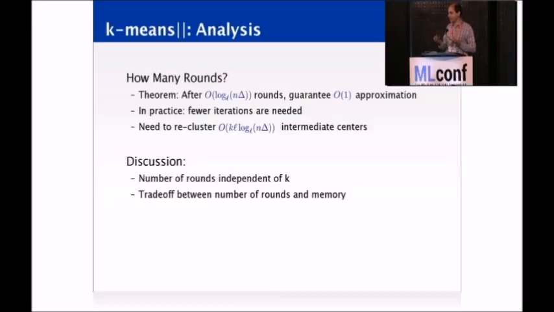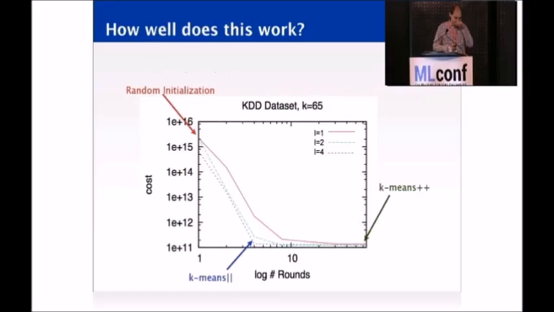With k-means, how many rounds do you need? Like 20, even though there's some math that says you need a lot more, but really after 20 you can stop, you're not going to get any improvement. Here, 5 is the new 20. So what does this look like?